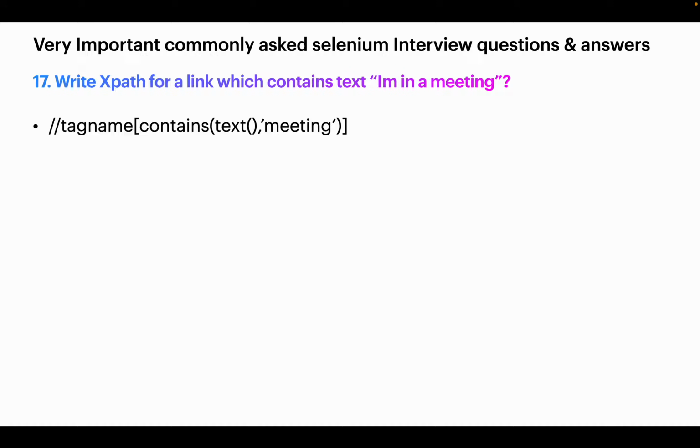Okay, so basically you have to write an XPath here using the contains attribute. You can definitely identify this web element. Okay, // tag name contains text meeting. I don't have to write the entire text, since I am using contains, I have to provide a part of the text here.